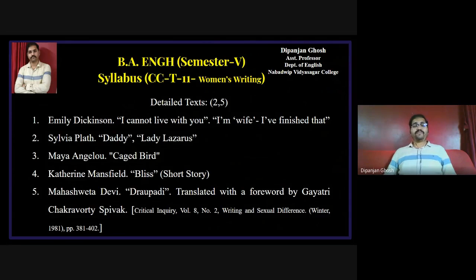Same is the case with Maya Angelou. So far as Bliss is concerned, you have to depend on internet materials, obviously. But Mahasweta Devi's Draupadi, translated with a foreword by Gayatri Chakraborty Spivak, you will find in Critical Inquiry, as mentioned in your syllabus, Volume 8, Number 2, Writing and Sexual Difference. It is on page numbers 381 to 402.